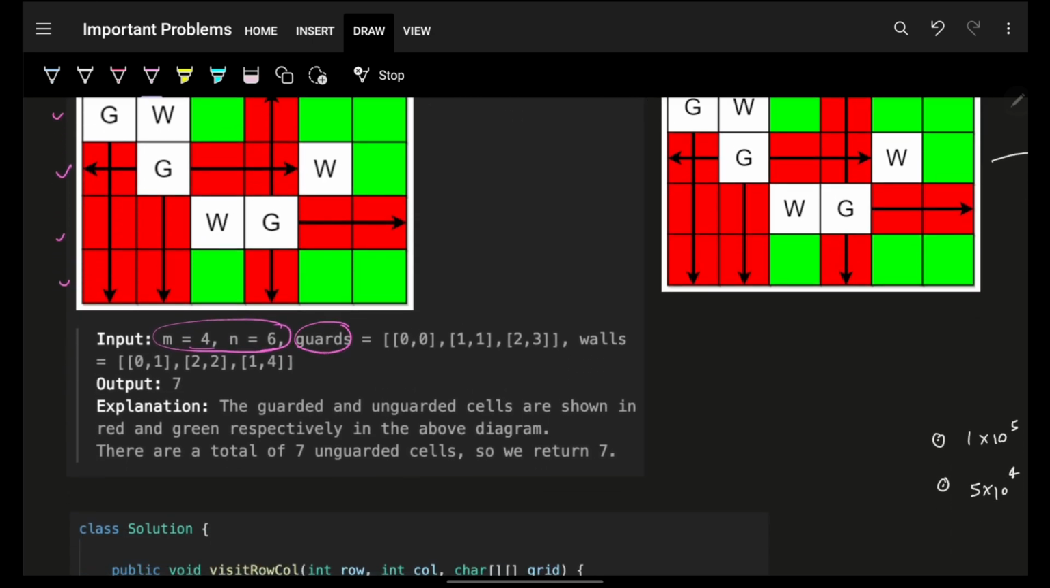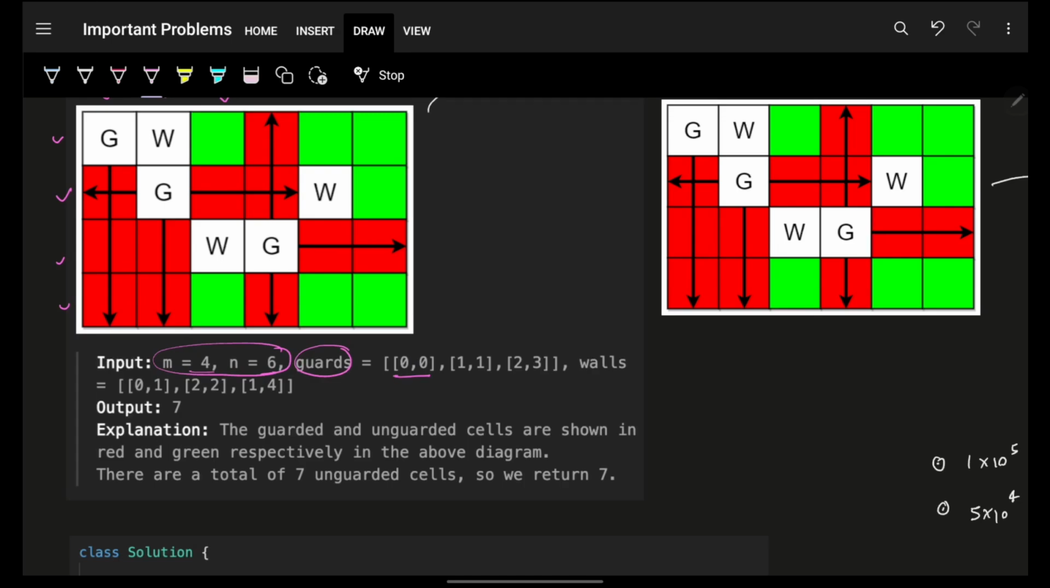Now we are also given some guards. These are the locations of guards: 0,0, 1,1, 2,3, and then we are also given some walls: 0,1, 2,2 and 1,4.